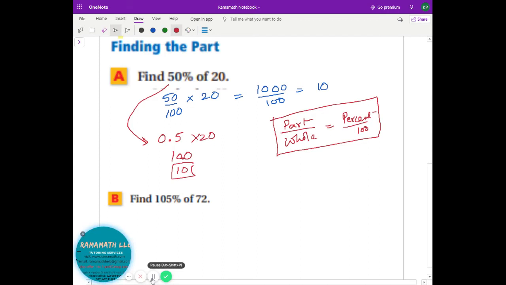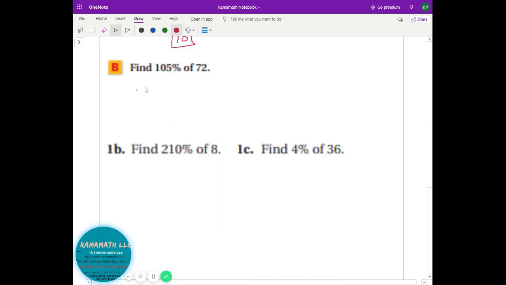Okay, let's try the B and then we can check. All right, what did we get for the B? I got 75.6. Has everybody got the same thing, or do you guys have a different answer?